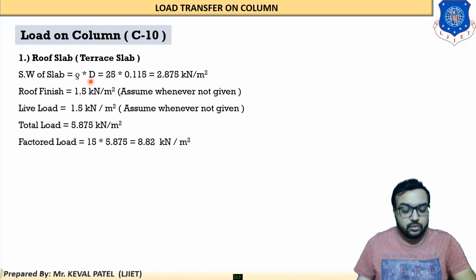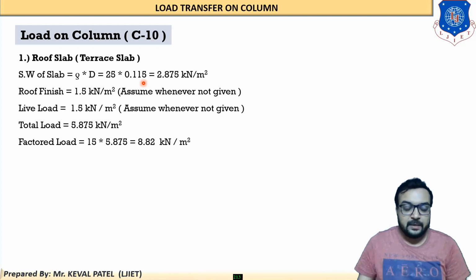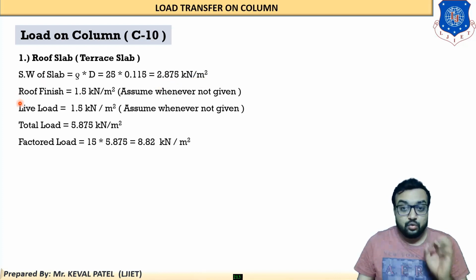Self weight of slab equals rho into D. What is rho? Rho means density of concrete, which is 25, and D means thickness of slab, which is 0.115, because in the question it is already mentioned that the thickness of slab is 115 mm. So rho into D is equal to 2.875 kilonewton per meter square. Second one is roof finish.